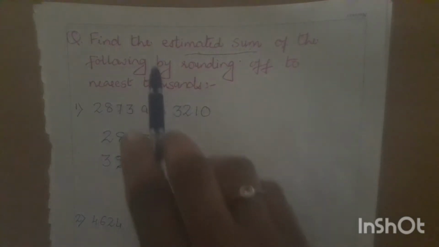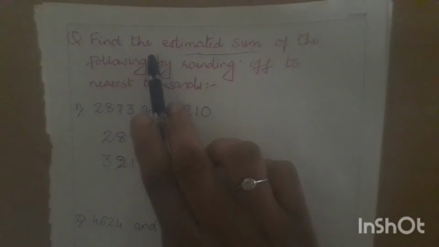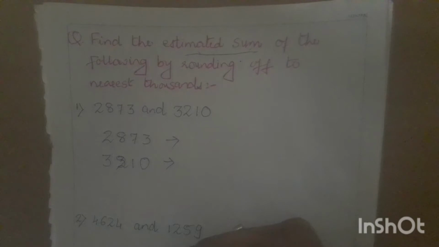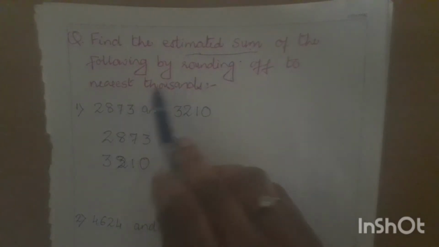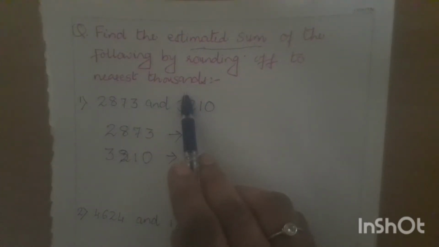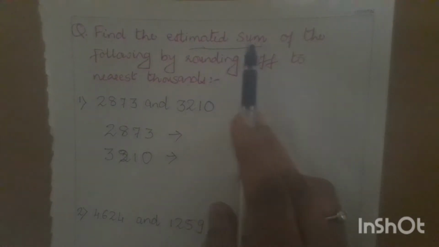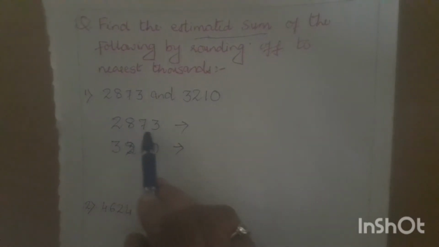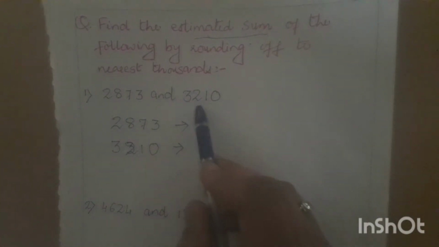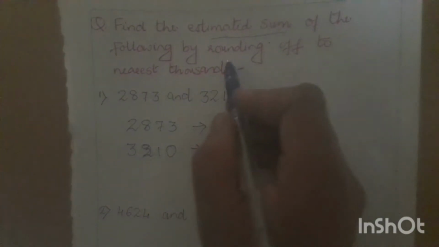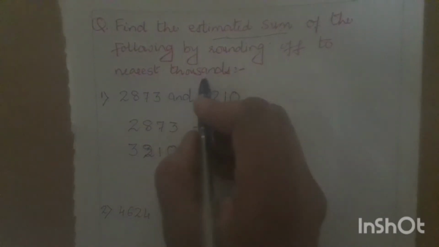Okay. Now the question given here, you can see that you have to find the estimated sum of the numbers given here by rounding them off to the nearest thousands. So each of the numbers given here, you have to round off to the nearest thousands and then find out the estimated sum. Okay, so here you can see the numbers given are 2873 and 3210.